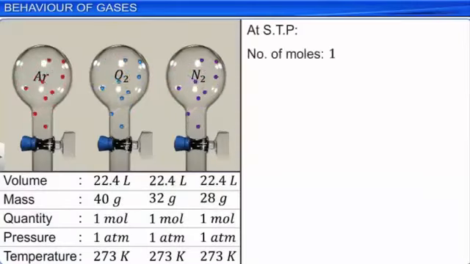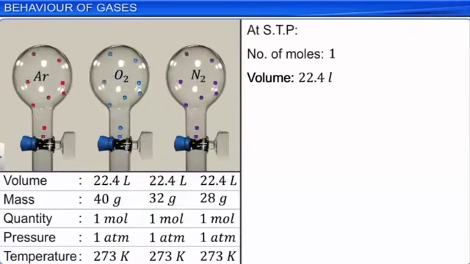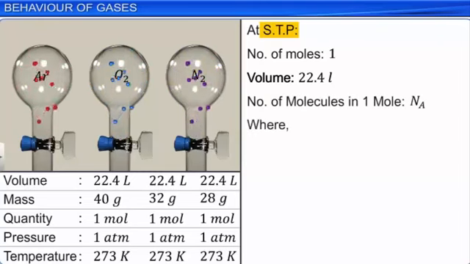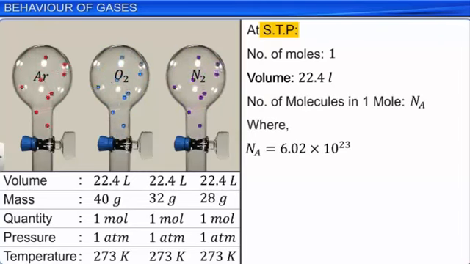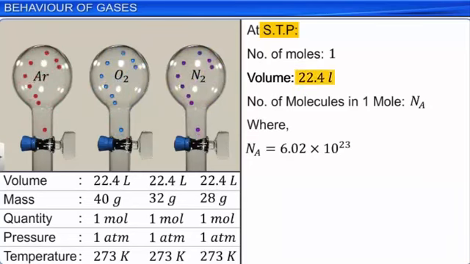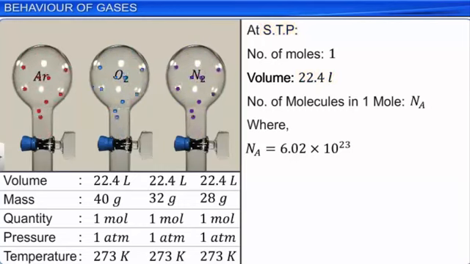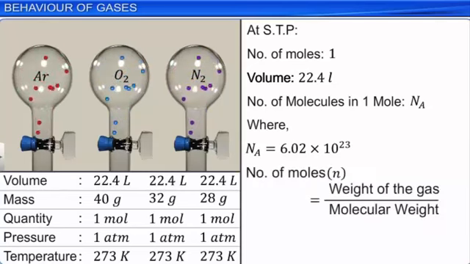1 mole of any gas can occupy a volume of 22.4 liters at STP, and it contains Avogadro's number of molecules, that is 6.02 × 10^23 molecules. The mass of 22.4 liters of any gas at STP is equal to its molecular weight. Thus, the number of moles in a gas is calculated by using the formula: number of moles N = the weight of the gas in grams divided by its molecular weight in grams.